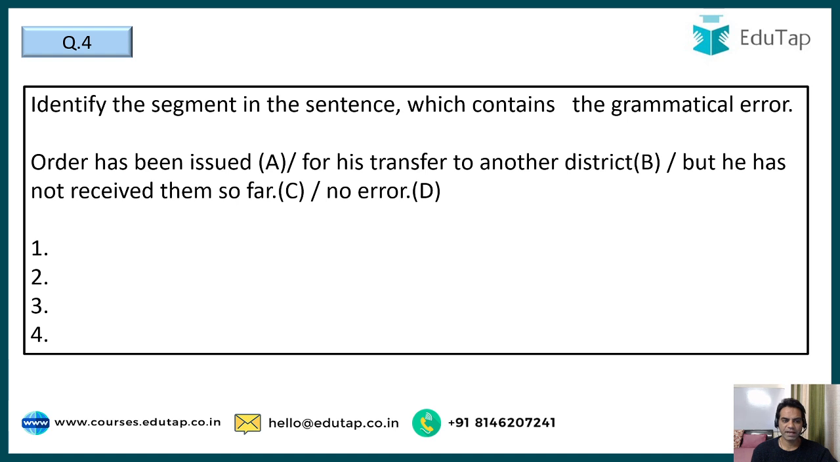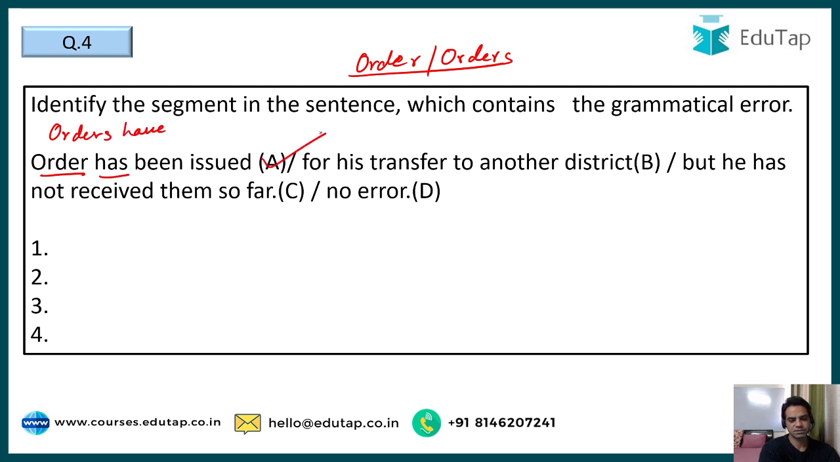Next question guys, order has been issued for his transfer to another district, but he has not received them so far. Guys, you should know the difference between the word order and orders. Order is sequence, sit in a proper order, ascending order, descending order, but the instructions that you receive from your superiors, they are not order, they are orders. So it should be orders have been. The correct replacement should be orders have been issued for his transfer to another district, but he has not received them so far. So it should be orders have been, not order has been.